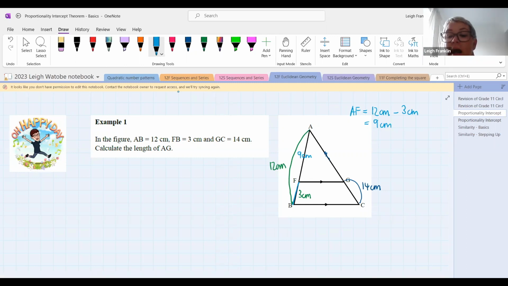On this side over here, I only know that GC is 14. The one that they want me to calculate is AG. So what I'm going to do is take AG and pop it into the numerator, simply because that's easier for me and I don't have to make any further manipulations. If I put AG over GC on the one side, what can I put that over on the other side? So AG over GC on the right is going to be equal to which side over which side on the left?